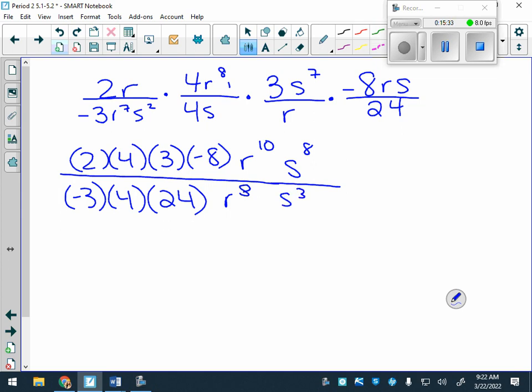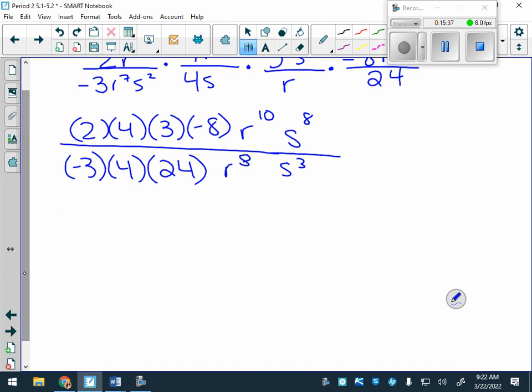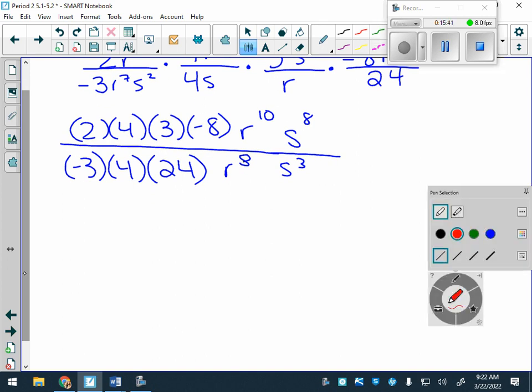Okay. So from here, the variables are pretty easy to do, right? Meaning, r to the 10th divided by r to the 8th, what do we got? R squared. R to the 8th divided by s to the 8th and s cubed. 5th, okay? All right, so these guys are taken care of. Now our numbers, anywhere we could cross out right now? Go ahead, Kate.